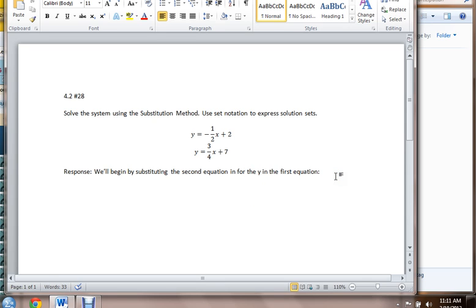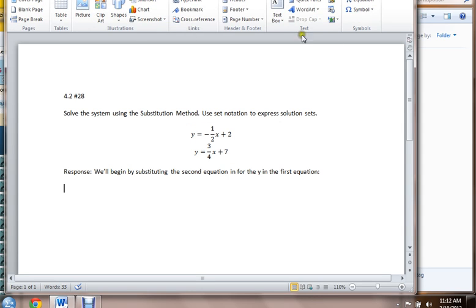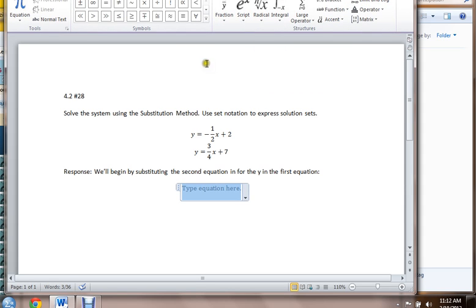Now I'm going to go to a new line, and I'm going to use the equation editor now to show the process of inserting this 3/4 x plus 7 in for the y on the other side over here. So to get to the equation editor, go Insert, go up to Equation, and here's all the tools that you have. You have a little pop-up window, and now we're going to put in the expression 3/4 x plus 7.